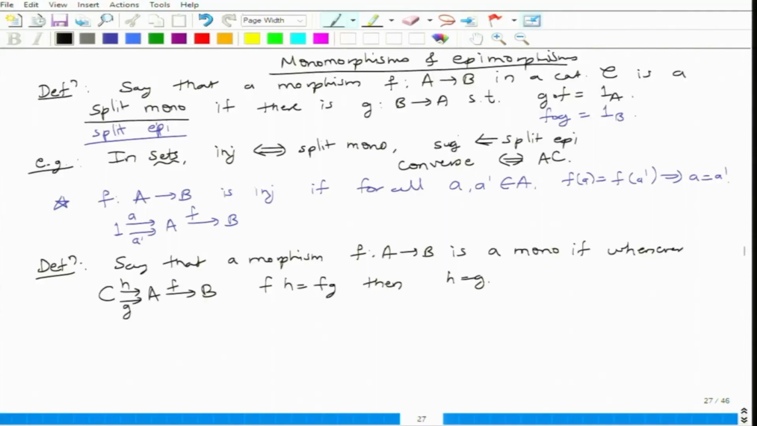Okay, we are treating every object and every morphism as an element. So H is equal to G. So this is our definition. What will be the definition of epimorphism?